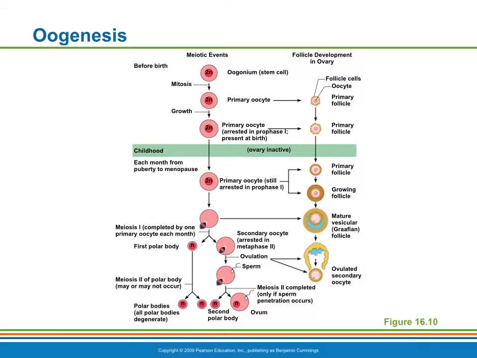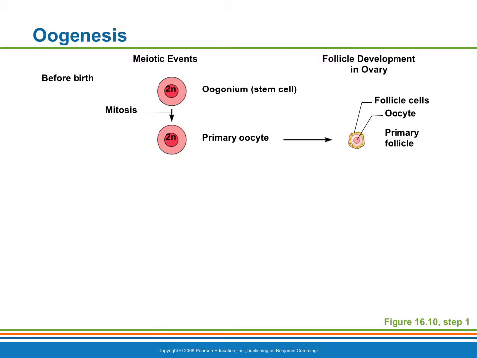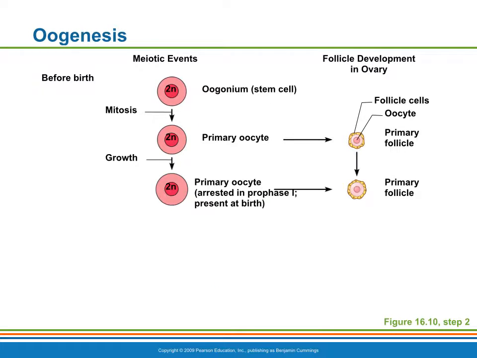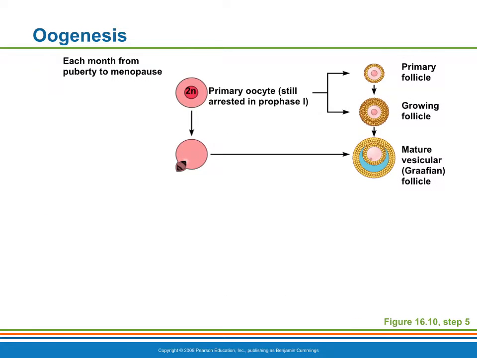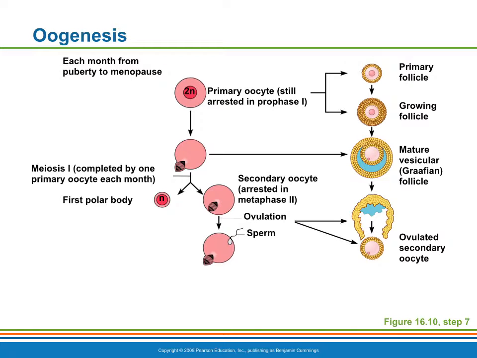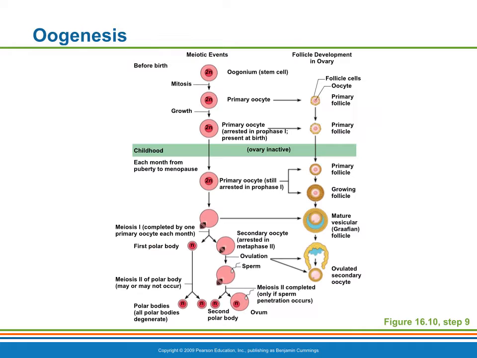And here are the stages of oogenesis, what happens as the eggs are formed, as childhood begins, as puberty then occurs, and then from puberty to menopause, we have this continued action until no eggs are then released.